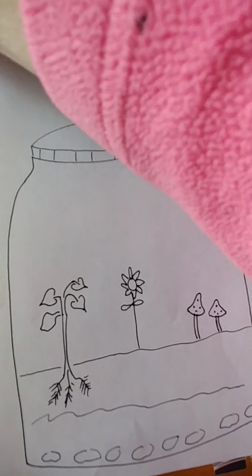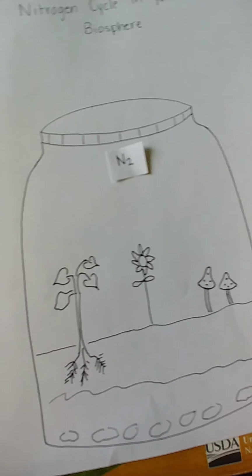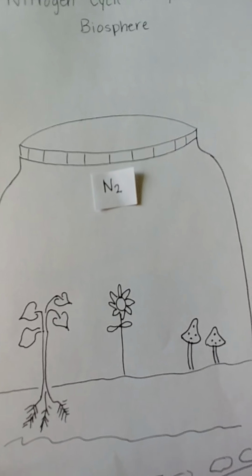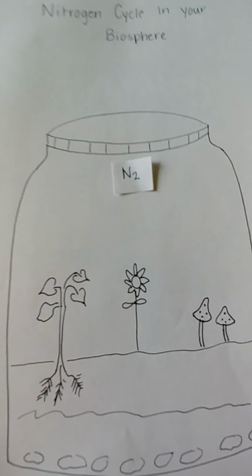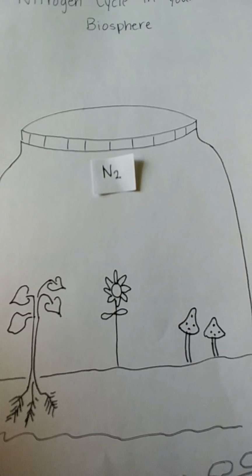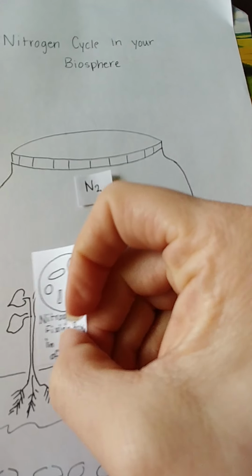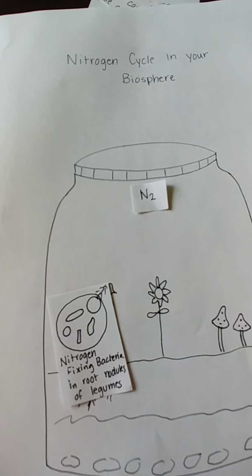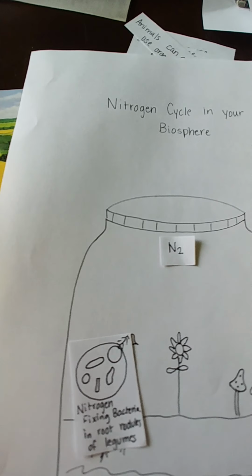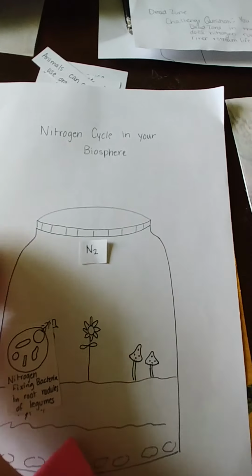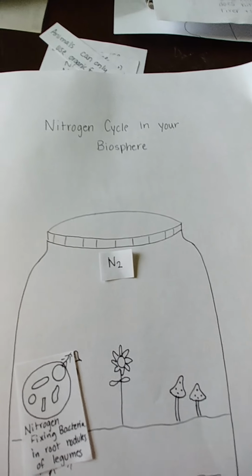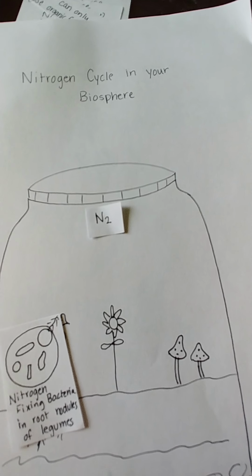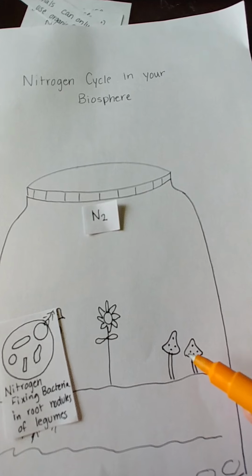So, first off, we have N2 up here, because if our atmosphere is 80% nitrogen, I'm pretty sure you got some in your jar as you started. The next thing is I have nitrogen fixing bacteria attached to my bean plant in the roots. That is then going to go into a decomposer, because as I was making my whole thing, I realized that I had a bit of a problem because I ended up with some fungus and things growing, and those are going to work as my decomposers.